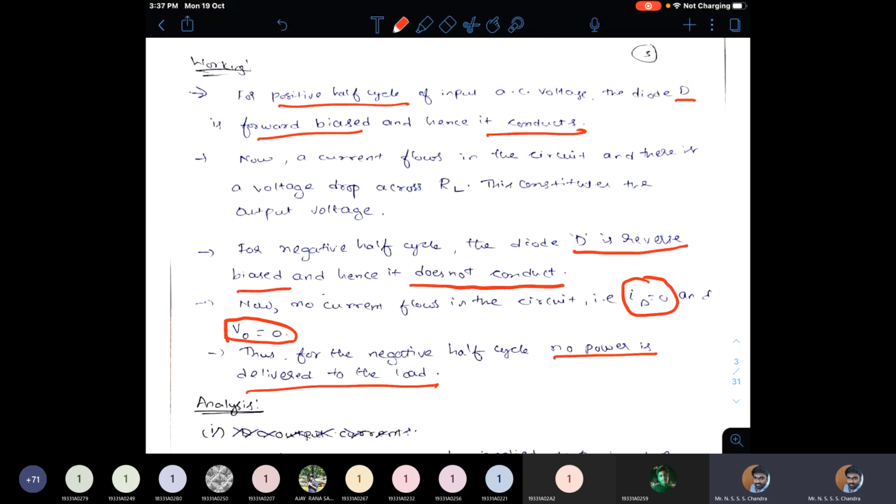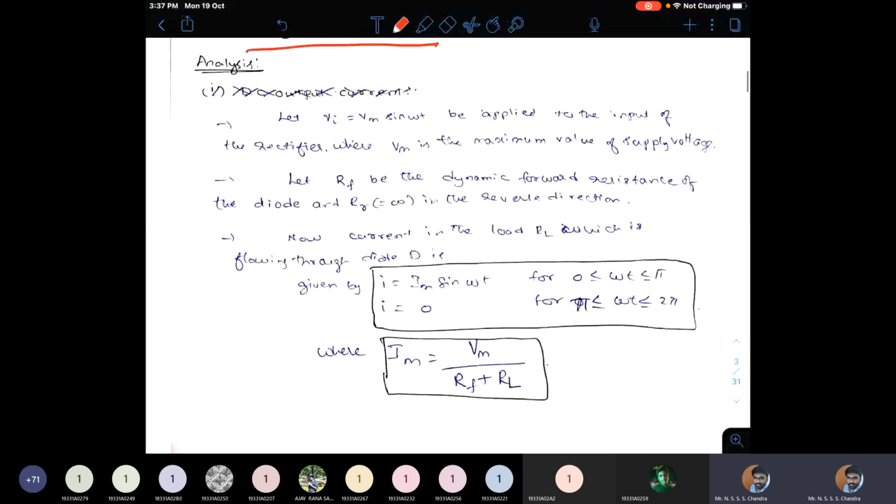Now we have to do some analysis. In this topic, again you will come across small derivations. It's basically analysis of the circuit. When a circuit is given, you need to analyze the different parameters of the circuit. We shall begin with the current. If I consider that the peak value of your current waveform is Im, then i will be equal to Im sin omega t for the positive half cycle, and it will be equal to 0 in reverse bias. The peak value of the current will be equal to voltage divided by the resistance offered by the circuit. We have two resistances in the circuit.